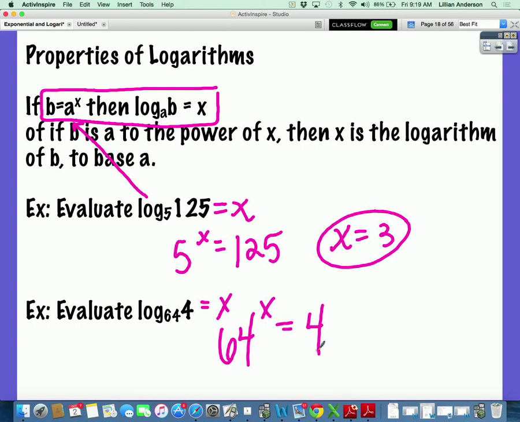If I'm going from a small number to a big number, like I was in this example here, then it's going to be a whole number. But if I'm going from a big number to a small number, then my x is going to have to end up being a fraction. Okay, so if you know that 4 to the third is 64, then 64 to the 1/3, or the cube root of 64, will give you 4.